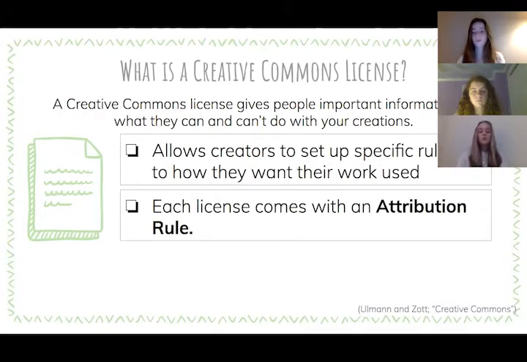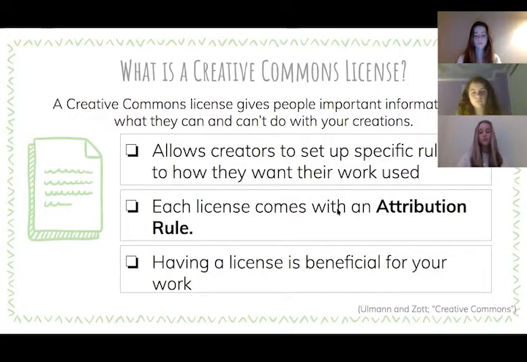Each license comes with an attribution rule. The attribution rule states that users can share your work automatically, but they are required to know your terms if they plan to do anything else with it, such as change it in any way. Having a license is beneficial for your work. If you're a small creator, having long and extensive restrictions can prevent your creations from being seen by others. You don't want your hard work to be forgotten, so a Creative Commons license may be good.